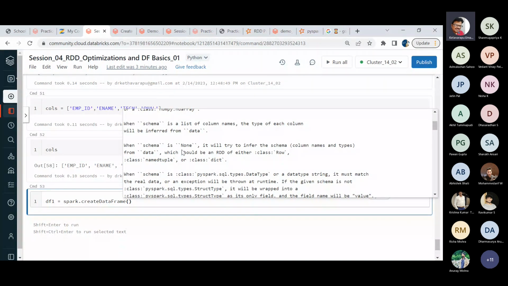Now, when schema is not mentioned, this is also important point, guys. It will try to infer the schema. Sometimes we are not interested, maybe 10 or 20 features might be there. In that particular case, I am not explicitly mentioning the schema. Rather, what I can do is I can directly refer my schema from the appropriate values. So it will try to infer the schema like column names as well as the types from the data, which should be an RDD of either row. Okay, I'll introduce this thing also, guys. Class, named tuple, excellent topic, and dictionary.